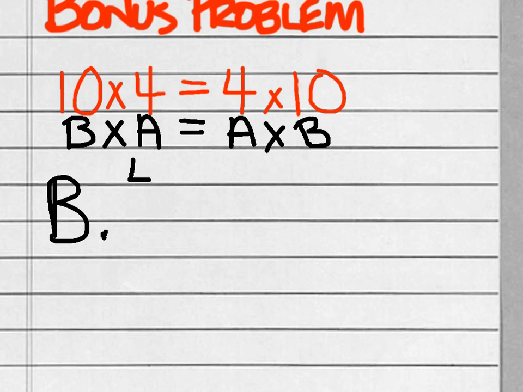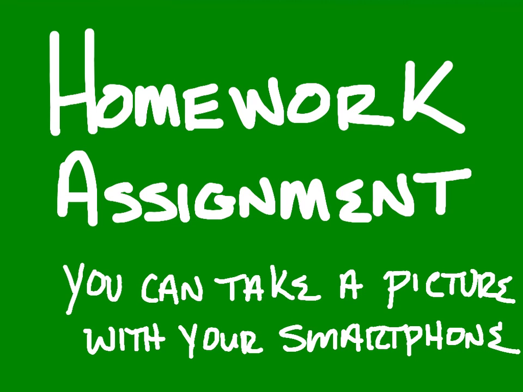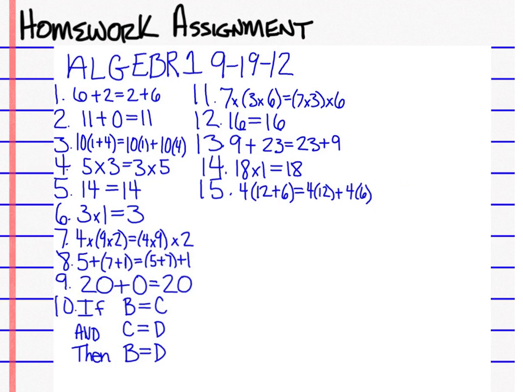And if we just work this out, 10 times 4 will be 40. And that is equal to 4 times 10, which is 40. Okay, homework assignment.